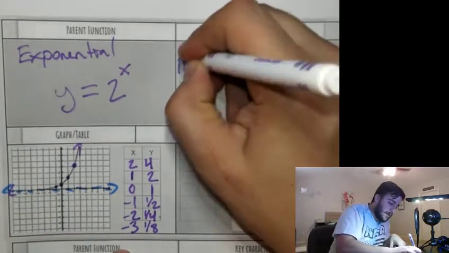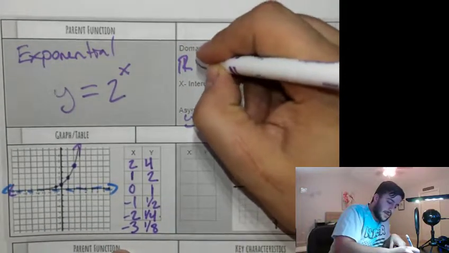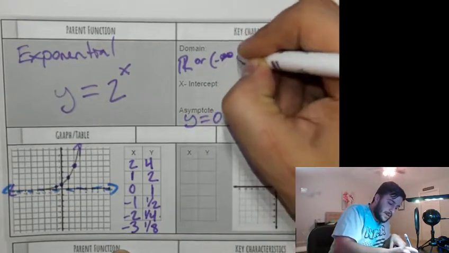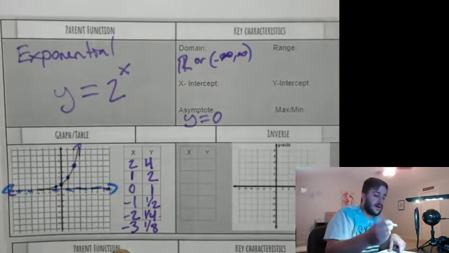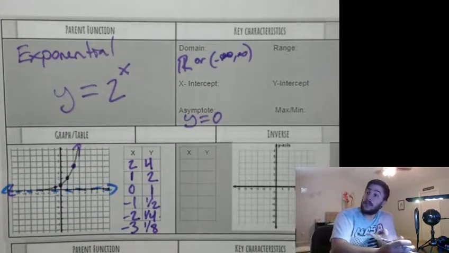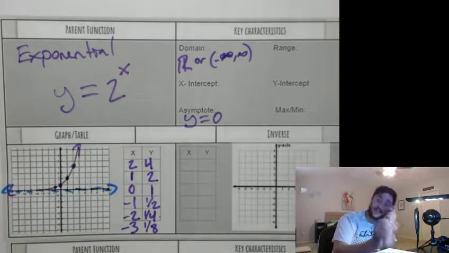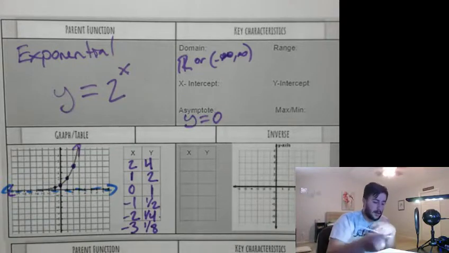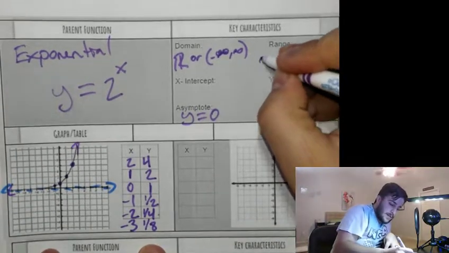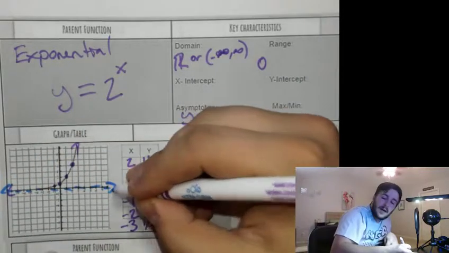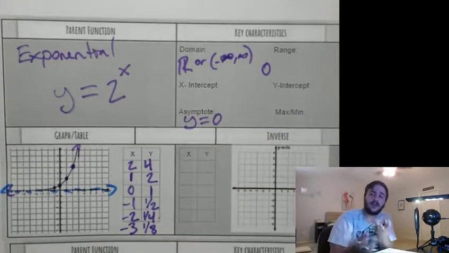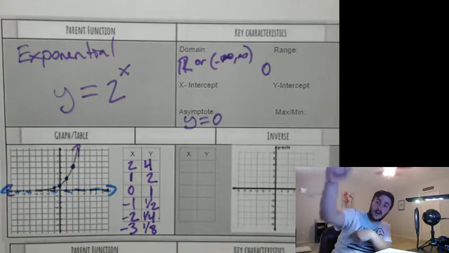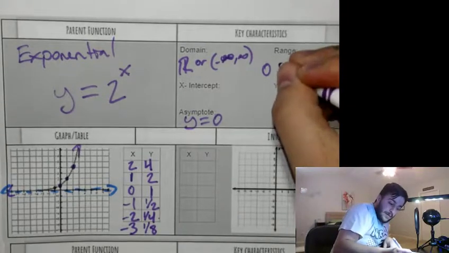Domain, we got all real numbers. Okay, it's similar to others. Or we were calling that -infinity to infinity. Okay, our range with this one, it's really similar to the quadratic. It's going to be 0 is my lowest, but see, it doesn't actually touch 0. It just gets really close to it. So it's kind of like those open dots we had from Friday.